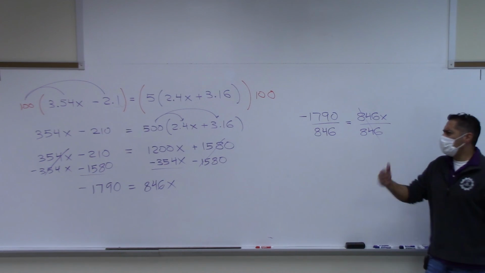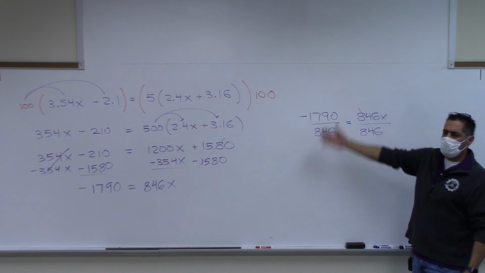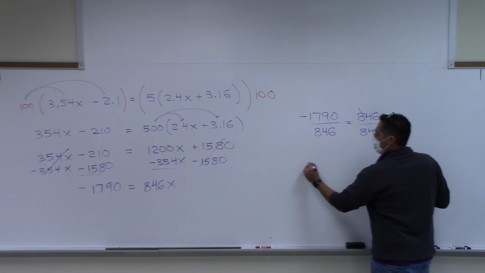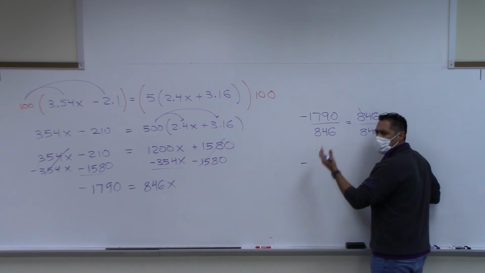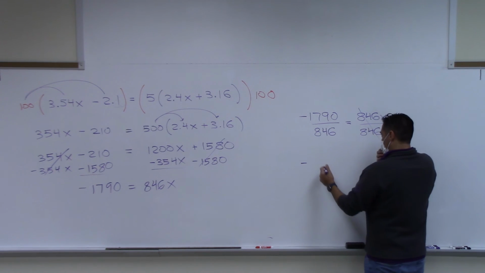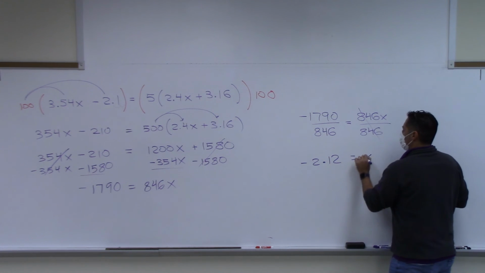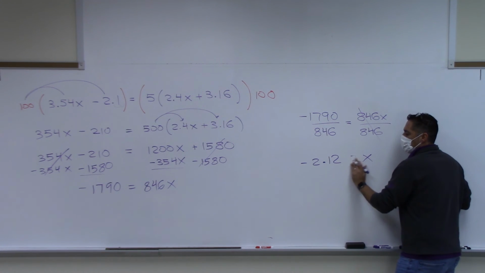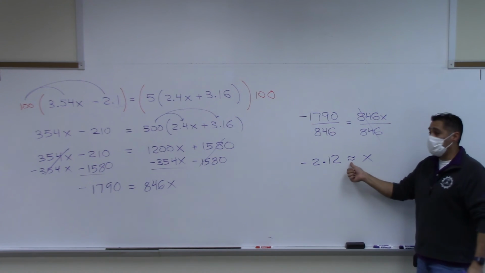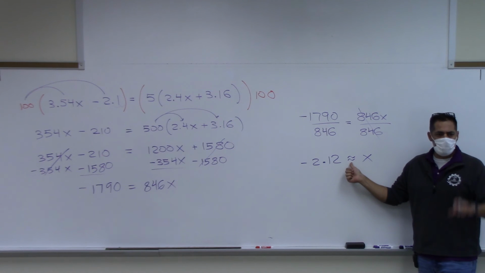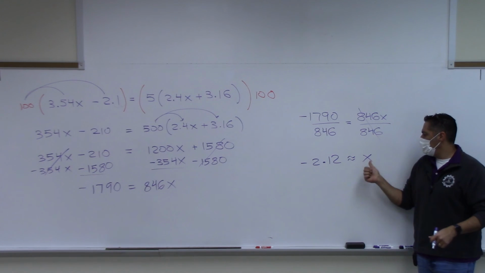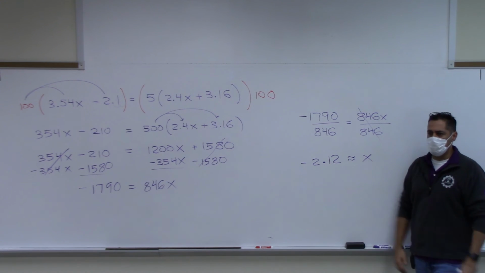Go ahead and give me the decimal. Since the original problem had decimals in it, let's just make our answer a decimal. Yeah, just round it to 2 decimal places. How about that? Negative 2.12. Okay. And whenever we round, we usually put a squiggly equal sign, and that's actually a mathematical symbol. It means approximately. Okay, so we're saying x is approximately negative 2.12.